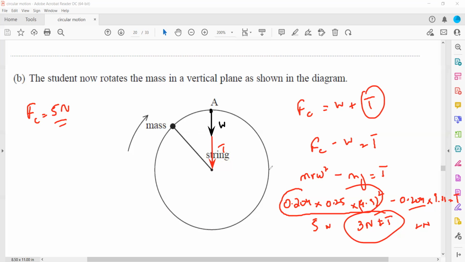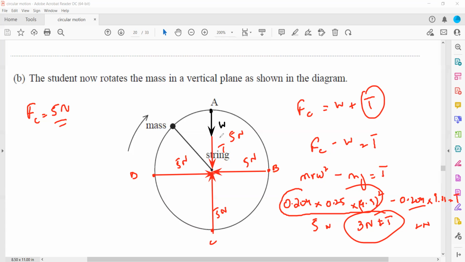When it is at position A, position B, position C, and position D, in all the cases we need the centripetal force to be 5 Newton. This will be 5 Newton, this we want 5 Newton, this we want 5 Newton, and this we want 5 Newton, because the centripetal force in all the cases must be equal to 5 Newton.